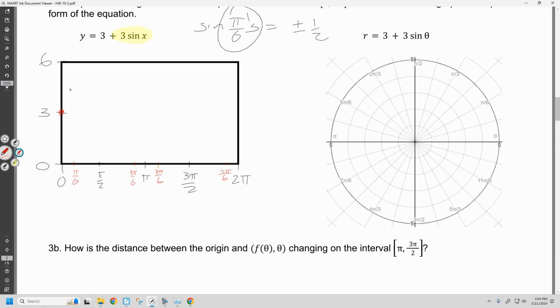The sine of pi over 6 is a half. I'm taking this 3 and I'll multiply by a half, which makes it 1.5, which puts me in between 3 and 6. The sine of 5 pi over 6 is a half times 3, puts me halfway in between the midline and the max. We'll get 1.5, and this is a quick table of values created.